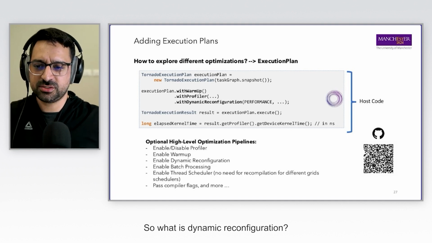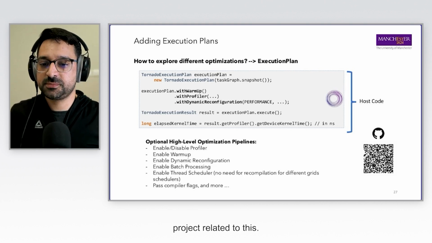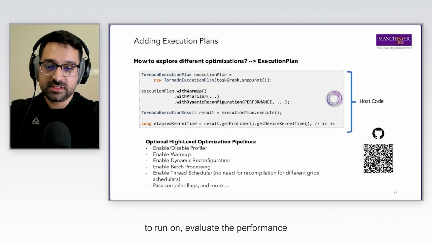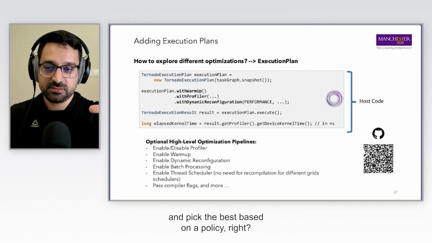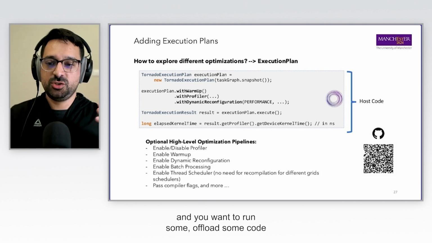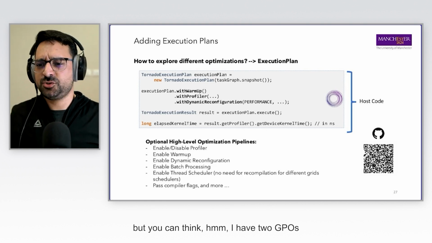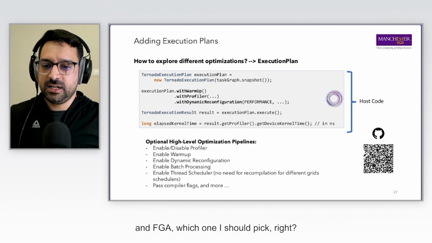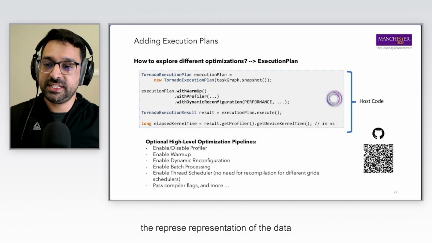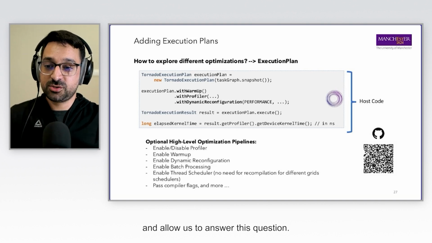So what is dynamic reconfiguration? This is a key feature in Tornado, and I haven't seen this in any other project related to this. It is a feature in Tornado that allows us to evaluate the performance and pick the best device based on a policy, right? So let's say you have two GPUs, GPU 1 and GPU 2, and you have an FPGA, and you want to offload some code and run it for performance, but you think, I have two GPUs and an FPGA, which one should I pick? Well, it depends on many things. It depends on the input data size. It depends on the representation of the data and so on, granularity and so on. So this feature in Tornado, you enable it and it allows us to answer this question.